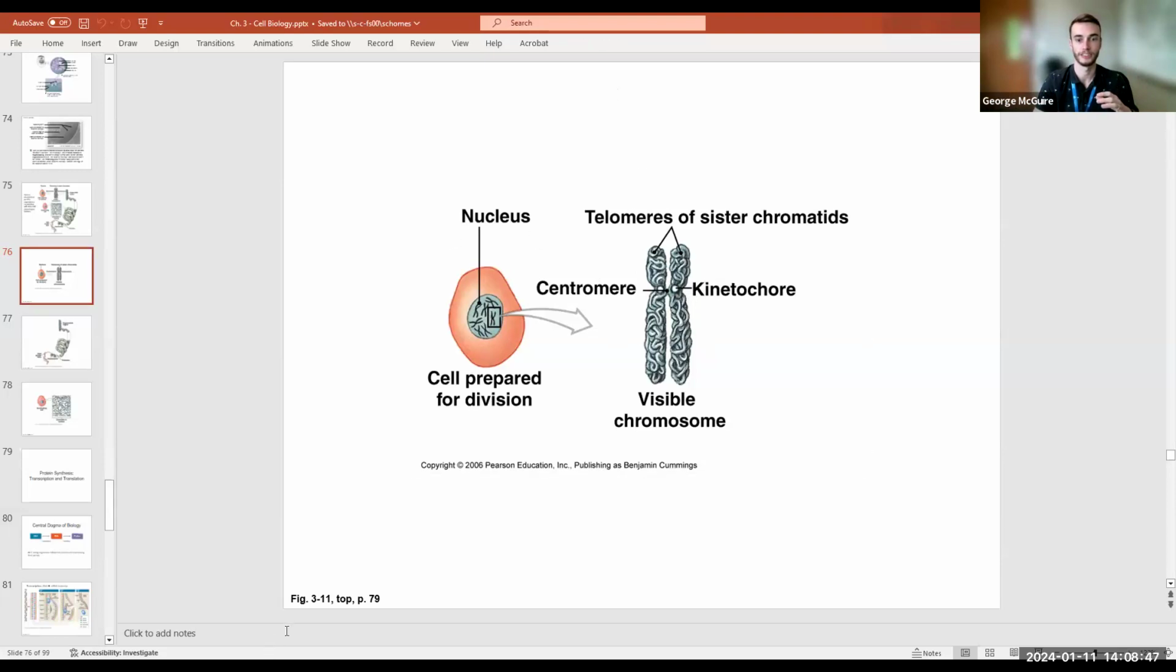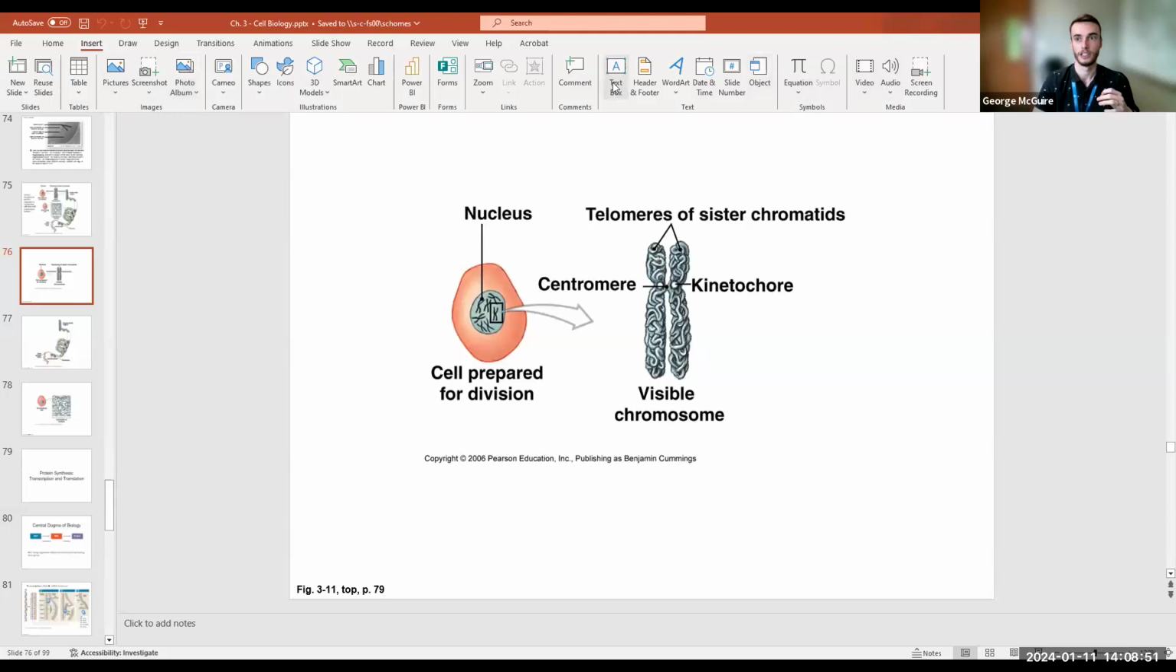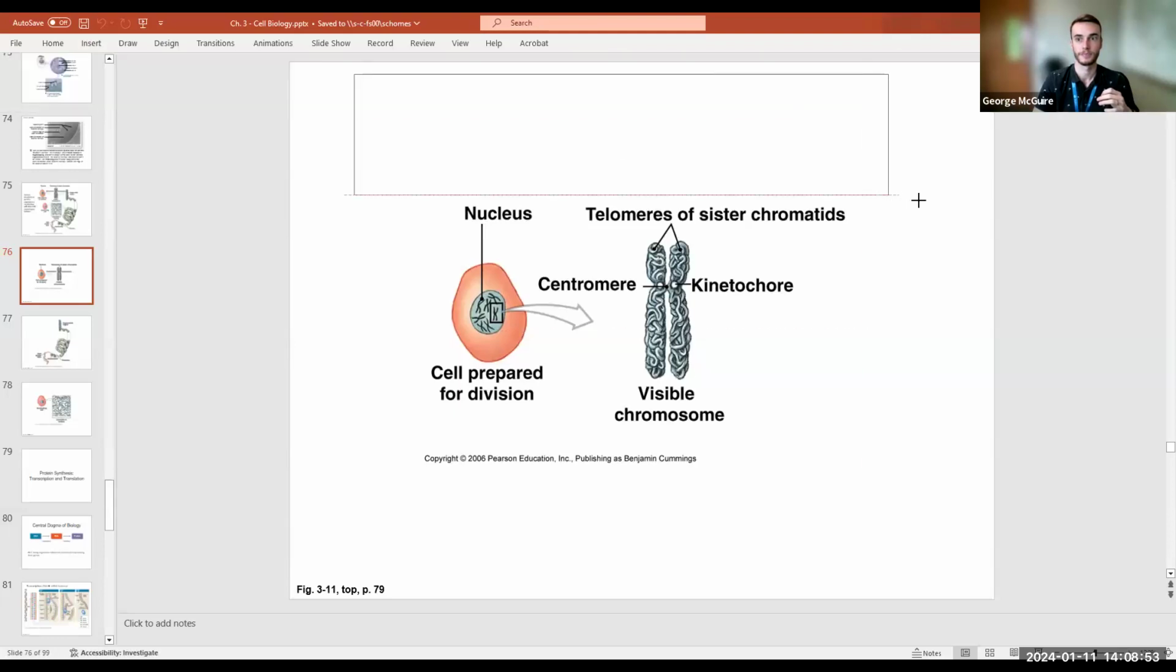Let me see if I can type in here. Let's insert a text box. I'm gonna do some terminology here.